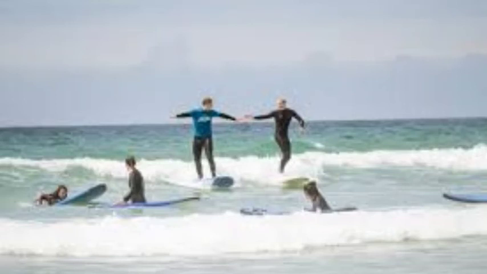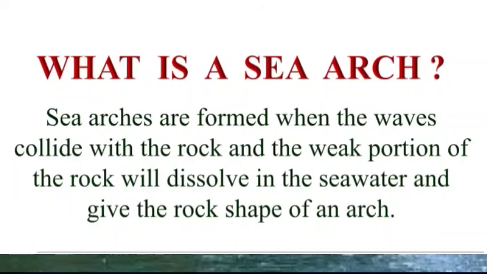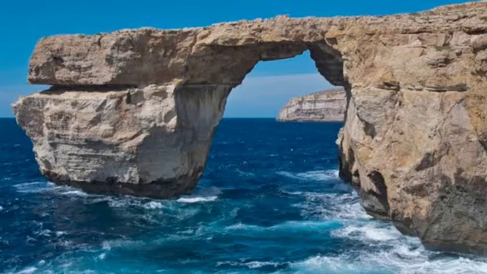The work of waves, the erosion and deposition by the sea waves, gives rise to coastal landforms. You can see here examples: sea arches and stacks, sea cliffs, bays and capes, and beaches and deltas. These are all formed by the work of waves only.